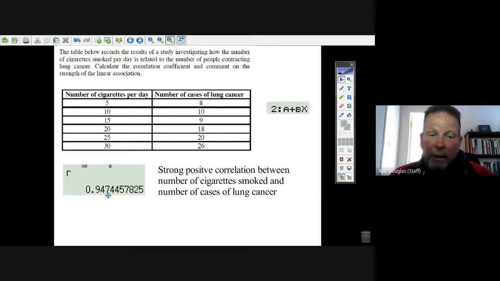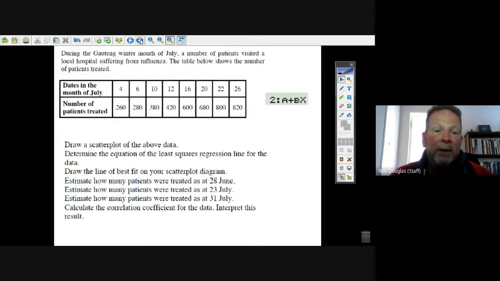Hey, that's really close to 1. 1 isn't 100% correlation, but this is a strong positive correlation between the number of cigarettes smoked and the number of cases of lung cancer. Well, by the way, correlation doesn't mean one thing causes the other, because there could be some other factor involved, but that's another story. But there's definitely a strong positive correlation. Okay, let's look at the next question.